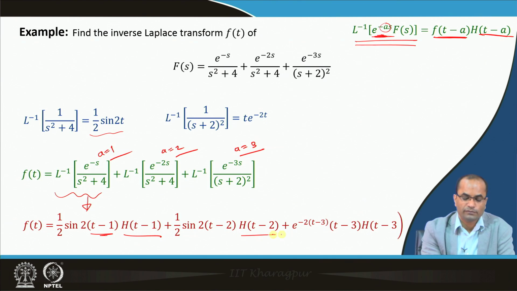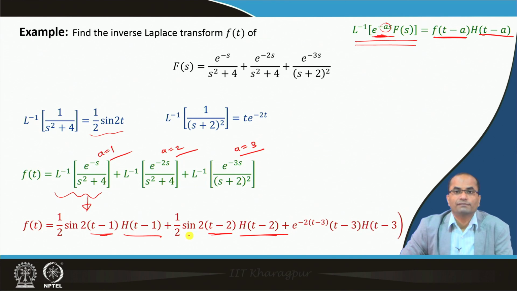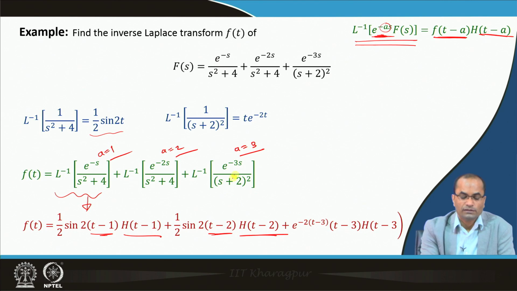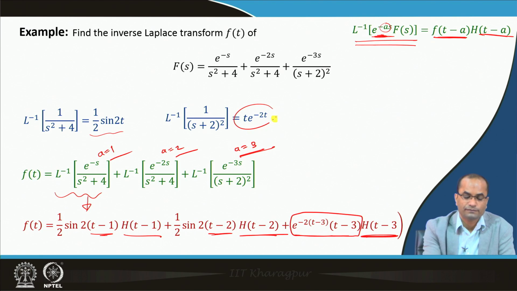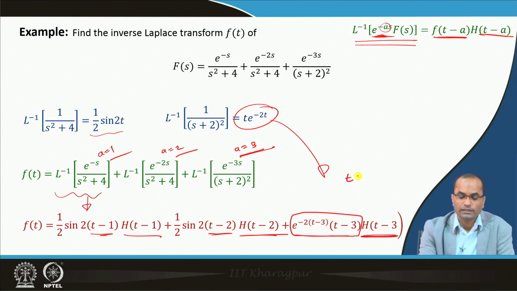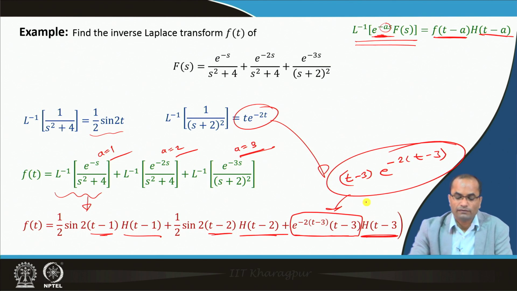In the second case it will be h(t-2), and this sin 2t will be sin 2(t-2). In the third place we have e^(-3s), so there will be a factor h(t-3), and everything will be replaced by t-3. Here the function was t e^(-2t), so t will be t-3 and the exponential is e^(-2(t-3)). So, at every place we have this -2(t-3), and here also t is replaced with t-3.